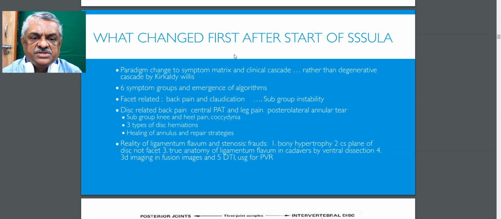Ihab Hosni from Egypt. Then we also now realize that there is a group of patients which have facet related problems which can give rise to back pain in the paraspinal area or claudication, and in that there could be a subgroup where there is instability which needs fixation, which can also manifest as claudication. Related to the disc, we can have back pain when the posterior annular tear is central, or leg pain when the tear is posterolateral. There could be a subgroup of knee and heel pain and coccydynia.